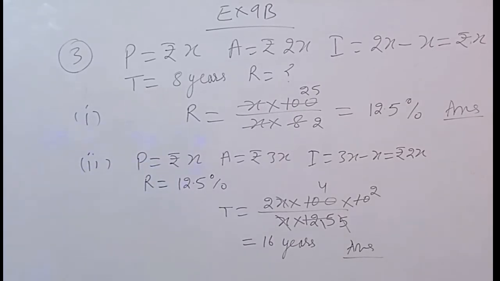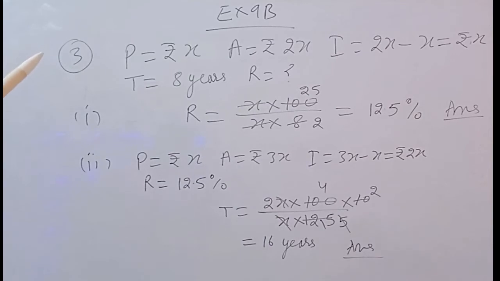Children, I am taking question number 3. A sum of money lent out at simple interest doubles itself in 8 years. Find the rate of interest. And the second part: in how many years will the sum become triple, 3 times of itself, at the same rate percent? So first we have to take the principal.